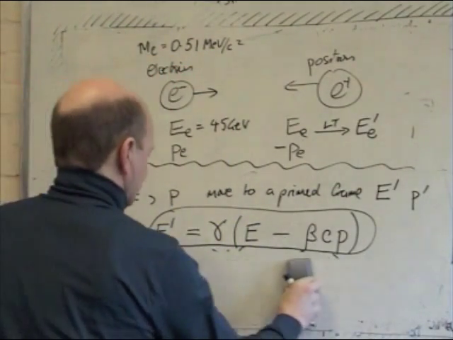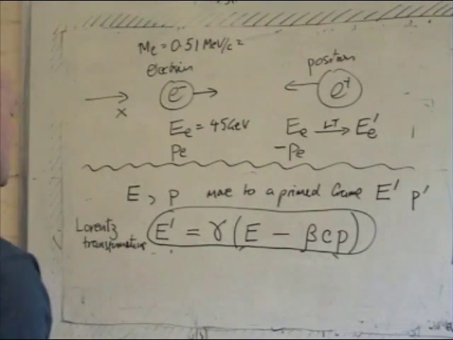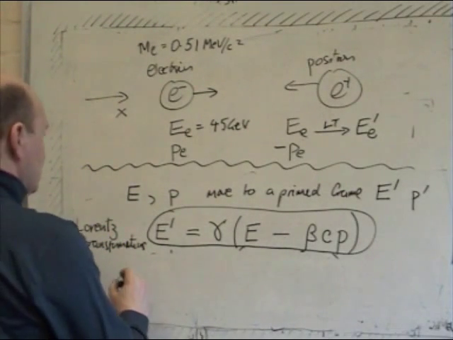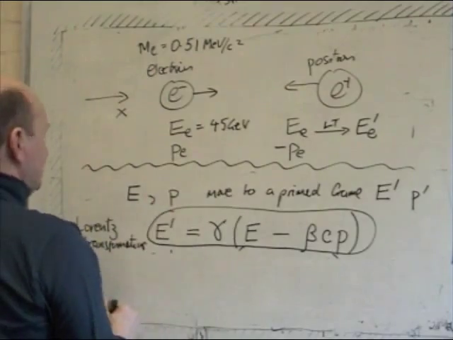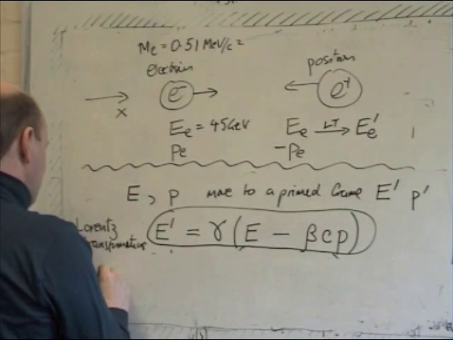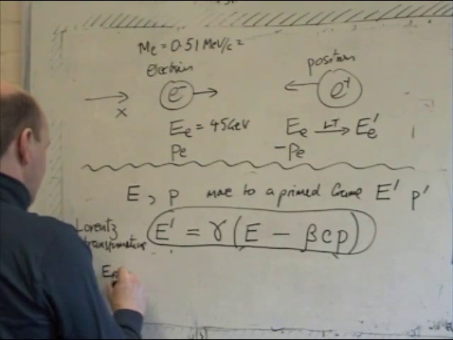Let's figure out all of those things. Firstly, let's figure out gamma. Now, we know that the energy of the electron in the unprimed frame is 45 GeV.